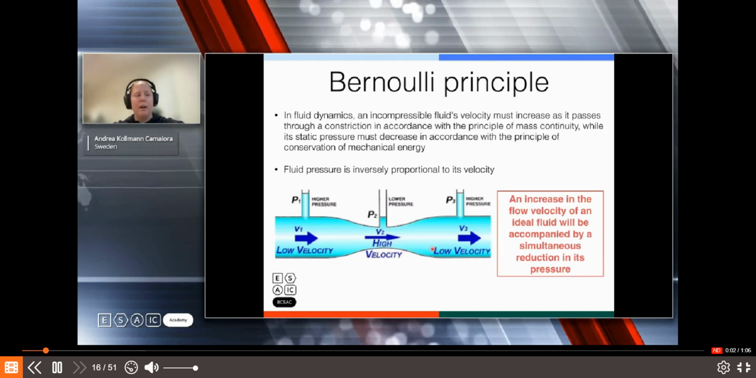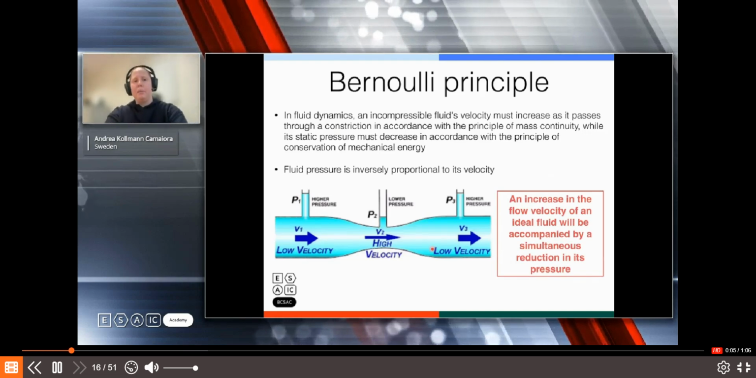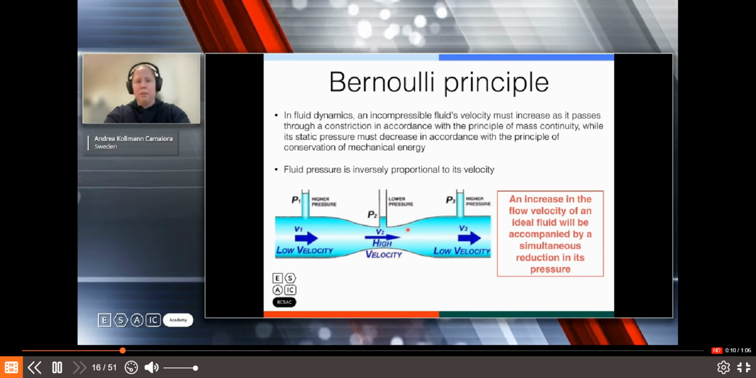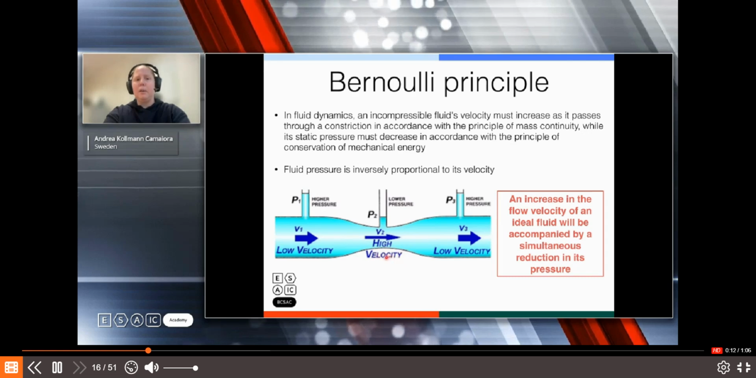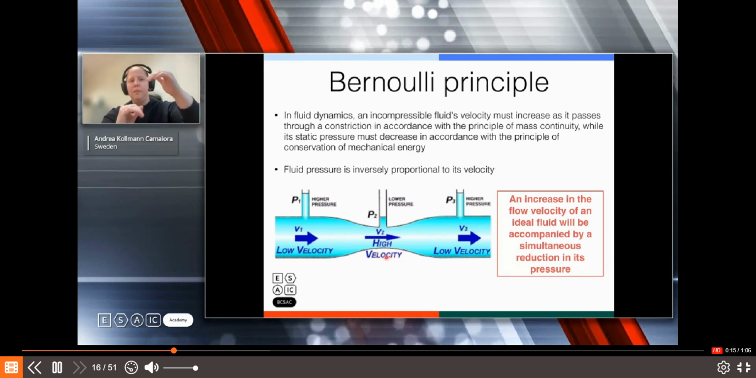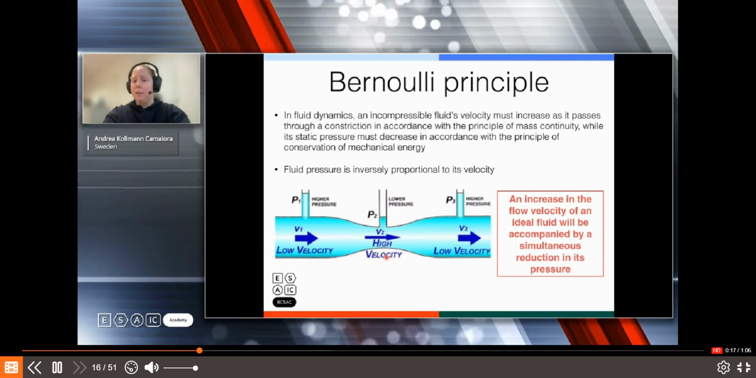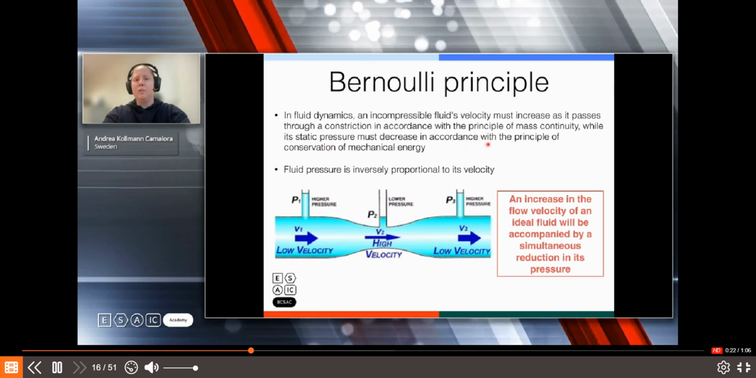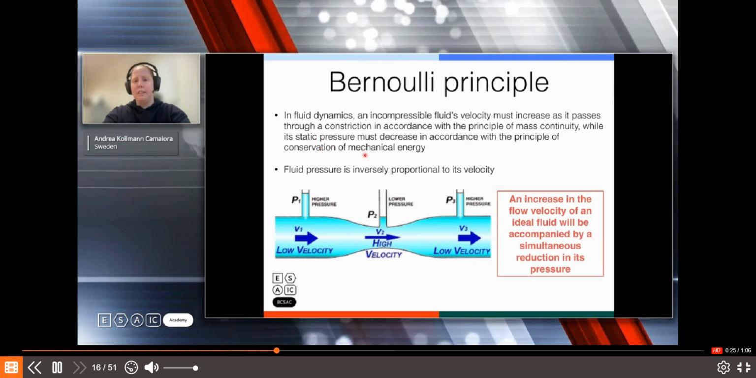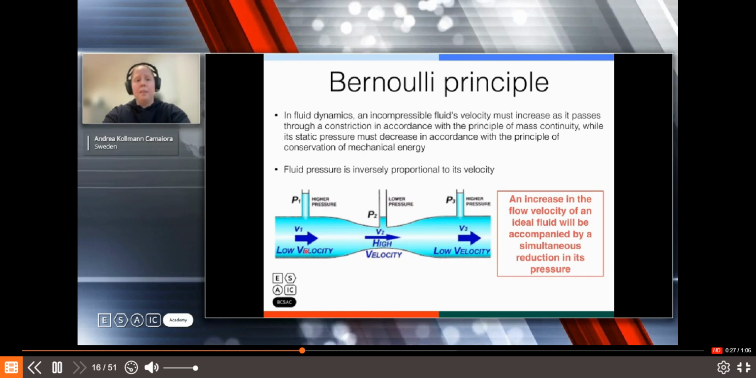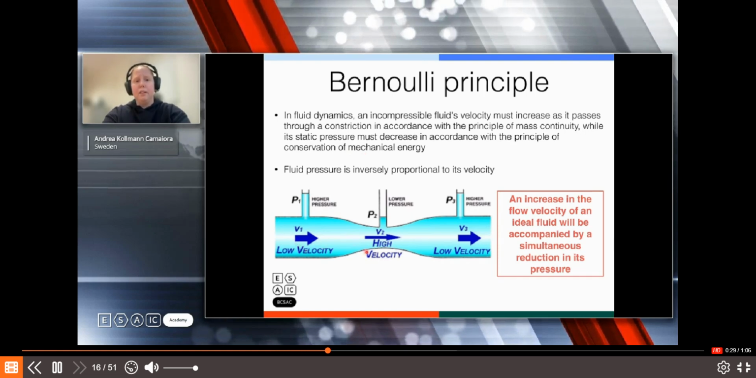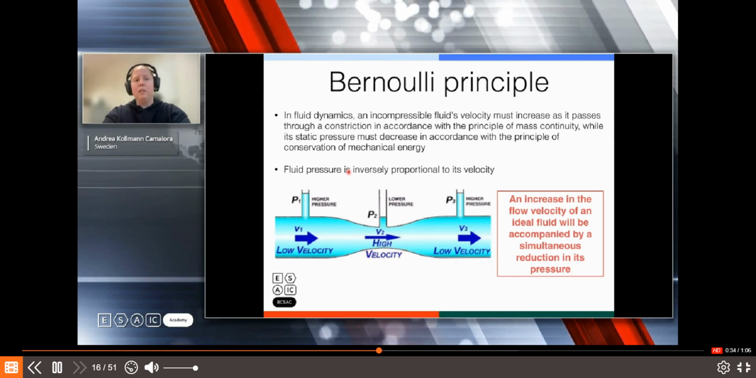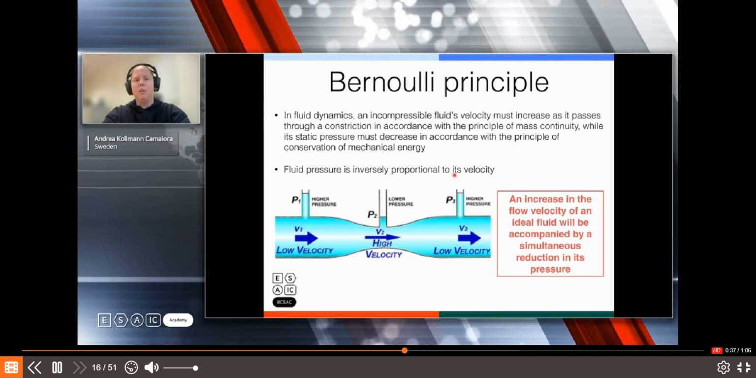We're going to move into the Bernoulli principle. In fluid dynamics, for an incompressible fluid, the velocity must increase as it passes through a constriction, in accordance with the principle of mass continuity, while its static pressure must decrease in accordance with the principle of conservation of mechanical energy. So there are two principles here. If I have a constriction, the velocity needs to increase and the pressure decreases.